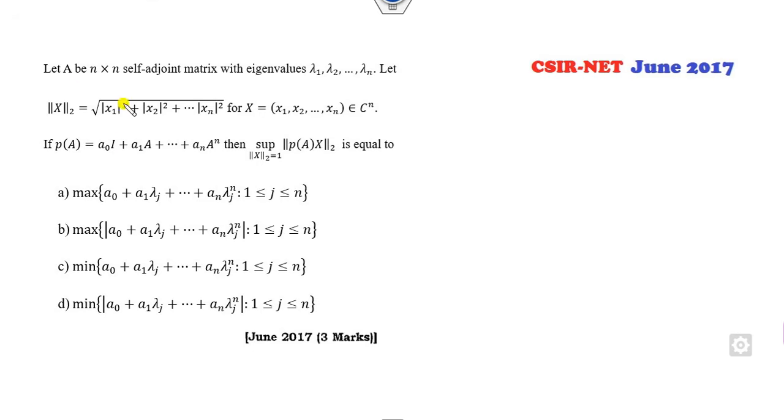Okay, look at this another one. A is my n cross n. Firstly, I can choose n is my 2. So A is my 2 cross 2 self-adjoint matrix. I think all of you know what a self-adjoint matrix is. A is any of this, because they are not talking about the real, they are on the complex. So A is Hermitian-like.